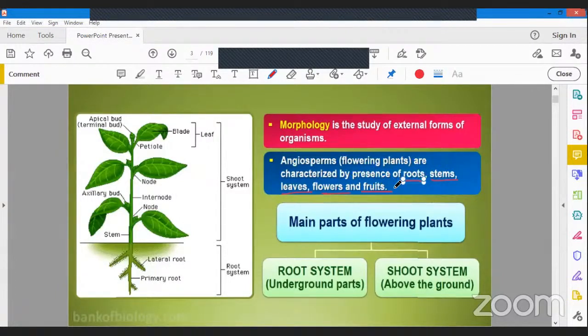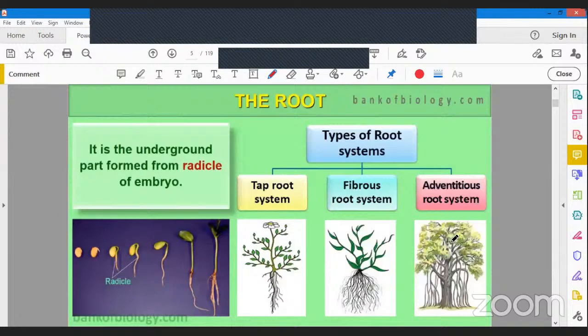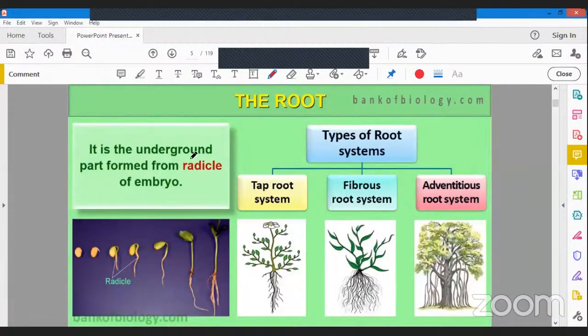In a flowering plant, we look at two major systems. One is the root system, the other is the shoot system. The root system is the underground part, and the shoot system is found above the ground. First we'll start with the root. What is a root? It is an underground part formed from the radicle of the embryo.